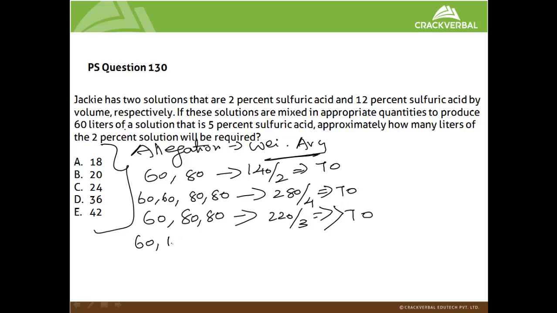But if you have more 60s and fewer 80s, remove an 80 from here, so you will have 200. 200 divided by 3, the average would be less than 70. Right? So that's the idea. If the lesser value appears more, the average will tilt towards the lesser value, and if the bigger value appears more, the average will tilt towards the bigger value. Basically, if two values are mixed, the average will always be between these two values.